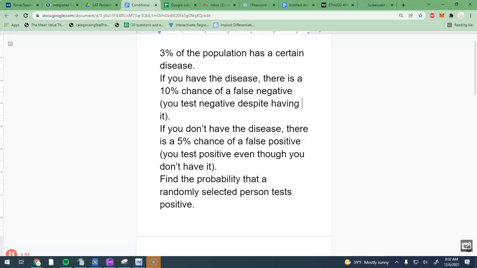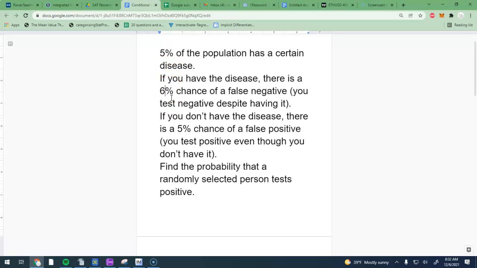You guys try it. I know you could just leave the tree and just change the numbers. I would start all over to make sure you're not cheating yourself, you know. Let's say 5% has the disease. If you have it, there's a 6% chance you get a false negative. If you don't, there's a... Alright, try that. Don't cheat yourself. Erase it all the way.